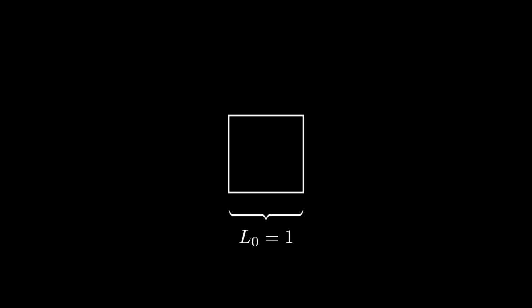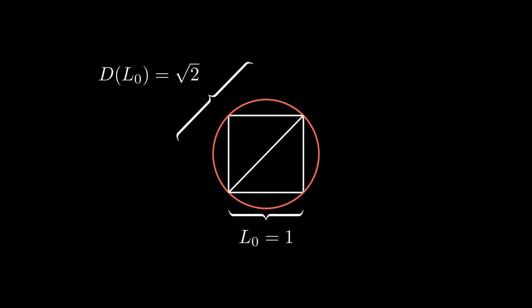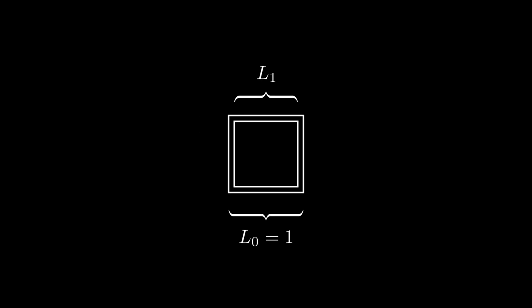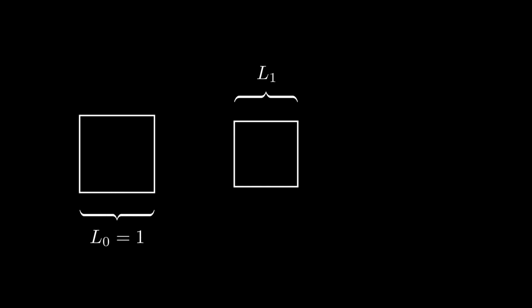Let us start with a square of length L0 equal 1. This square fits inside a circle for which the diameter is equal to the square root of 2. The rule of the game consists in choosing a random length smaller than the diameter. We will call this new length L1. We now have to build a new square of length L1. We can forget about the original square, and we are going to repeat every step of this construction process.